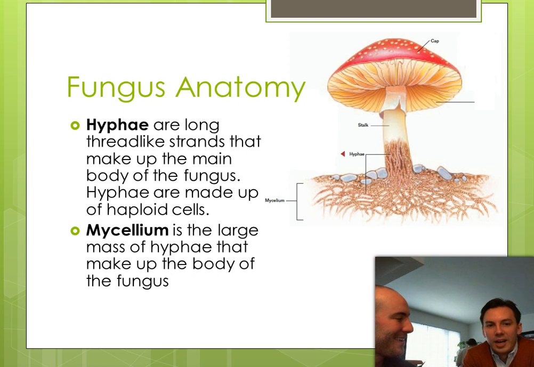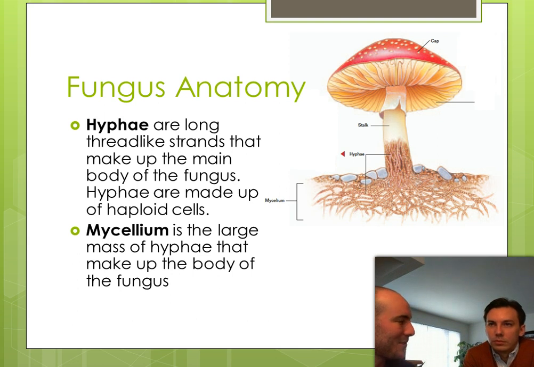Say that with me, hyphae. Hyphae. Very nice. Hyphae are little thread-like strands. They're made up of cells that are sort of long-ish in fungi. They're not like these little boxes. They're kind of elongated a little bit, and that's what hyphae are made out of. And when you put a lot of hyphae together below the ground, you get what's called the mycelium, and that's actually the main body of the fungus.